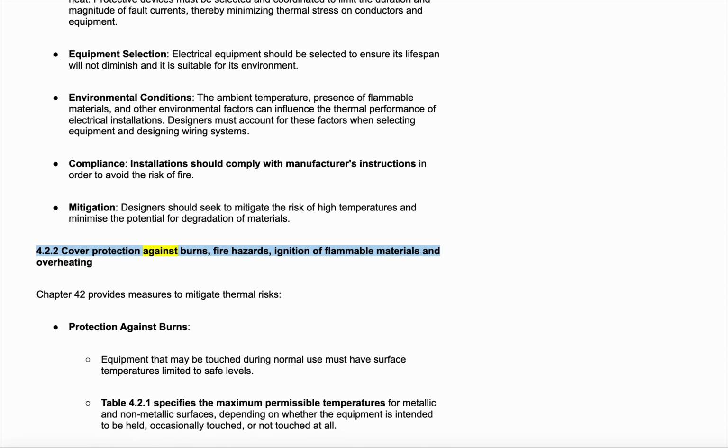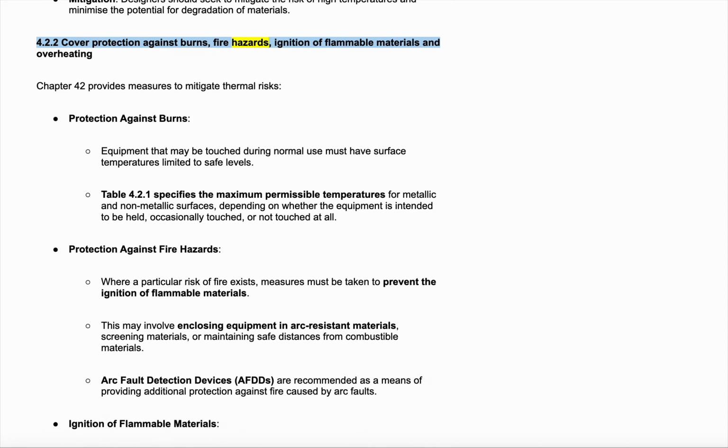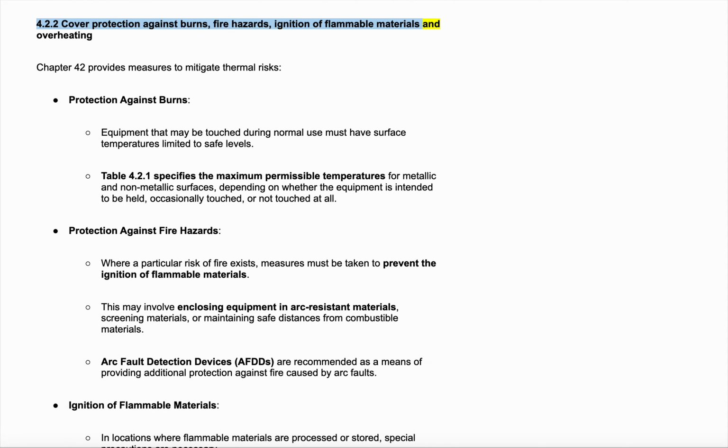4.2.2 covers protection against burns, fire hazards, ignition of flammable materials, and overheating. Chapter 42 provides measures to mitigate thermal risks. Protection against burns. Equipment that may be touched during normal use must have surface temperatures limited to safe levels. Table 4.2.1 specifies the maximum permissible temperatures for metallic and non-metallic surfaces, depending on whether the equipment is intended to be held, occasionally touched, or not touched at all.